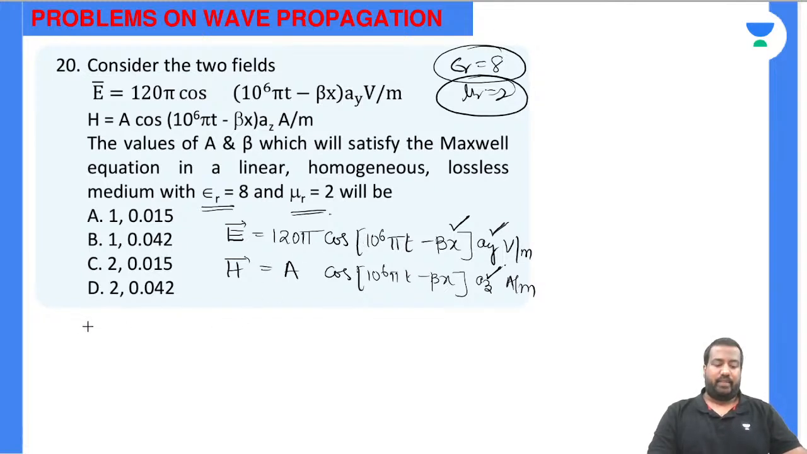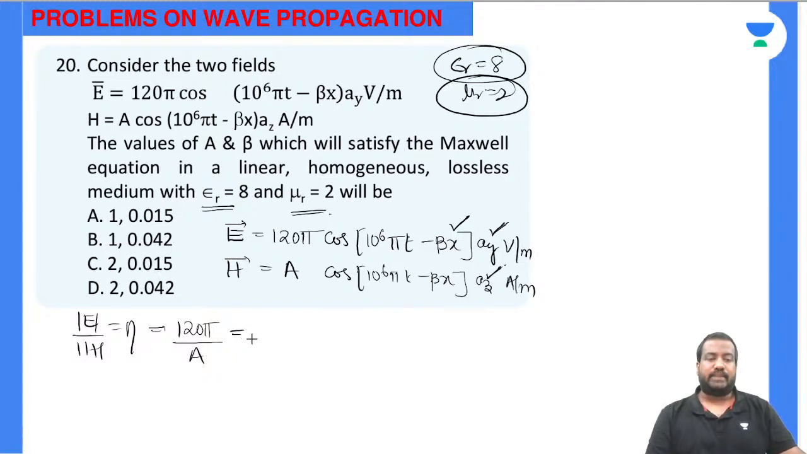For any given medium, the magnitude of E to the magnitude of H is eta. So 120 pi by A is eta. What you have done, Bhupati, is you took it as eta naught, so you are thinking that A is 1, which is wrong. Got it? What is eta?